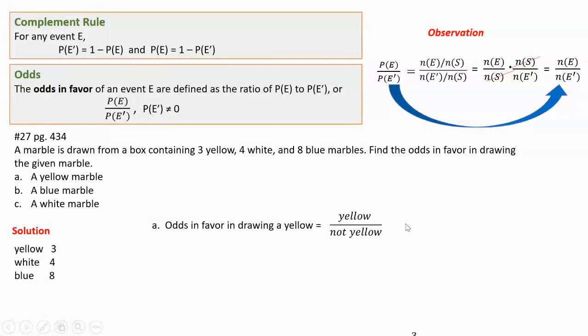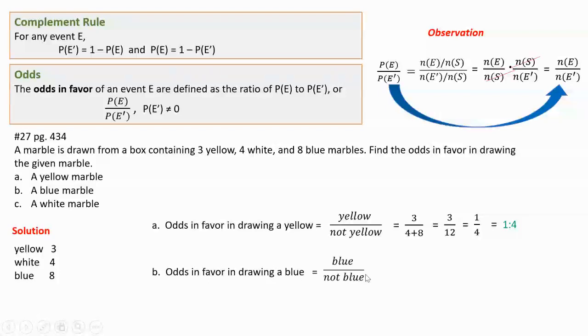So how many are yellow? 3. How many are not yellow? The 4 white and the 8 blue, right? So we add them. It'll be 3 to 12, which is 1 to 4. You write it as 1 to 4. This is the way they want the answer in green. Let's do B. Odds in favor of drawing a blue.